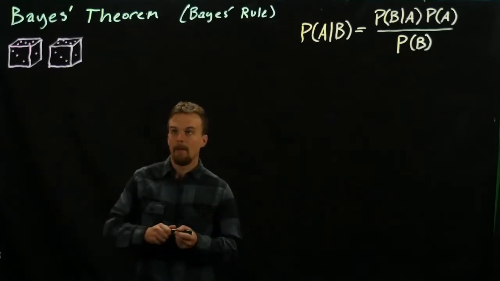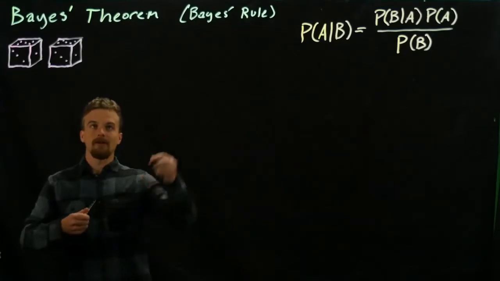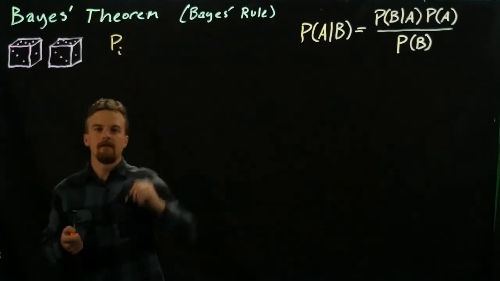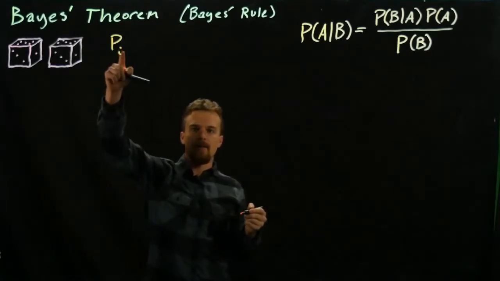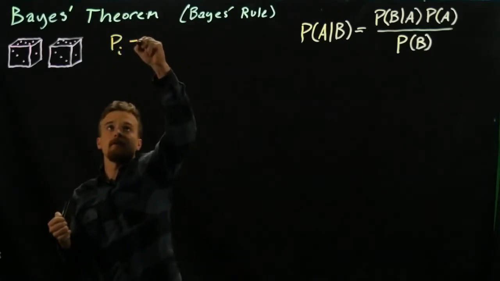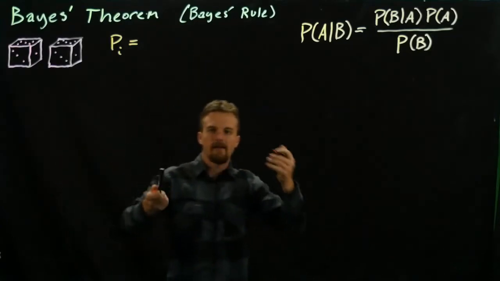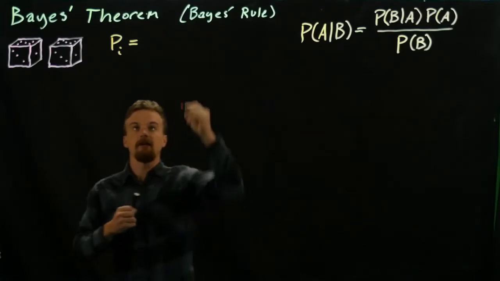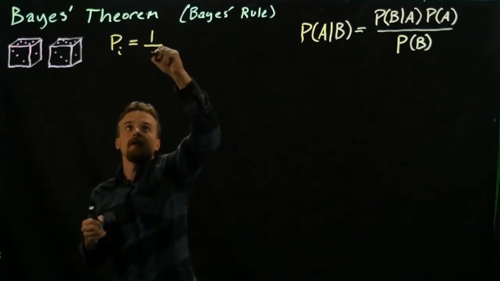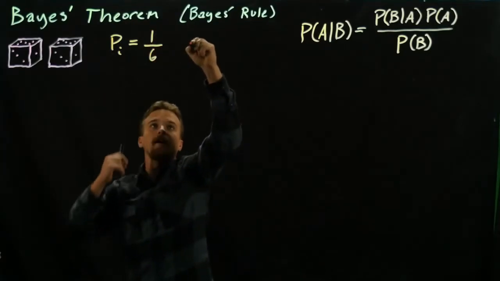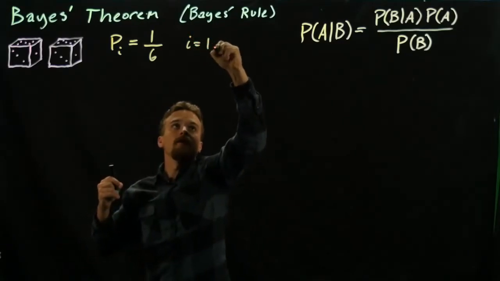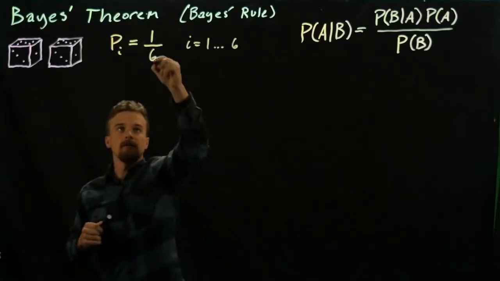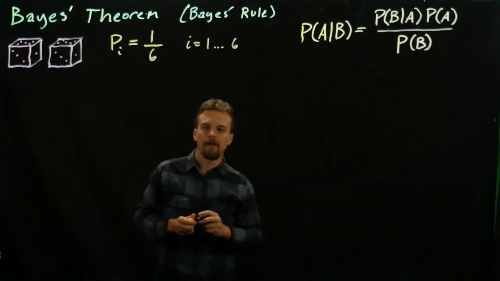Let's say, in orange, for a fair die, the probability of rolling any number i is equal to, how many sides are there on a die? There's six sides, right? So the probability of rolling any particular side on a fair die should be 1 in 6 for i equals 1 through 6. So that's how we'll model our fair die.